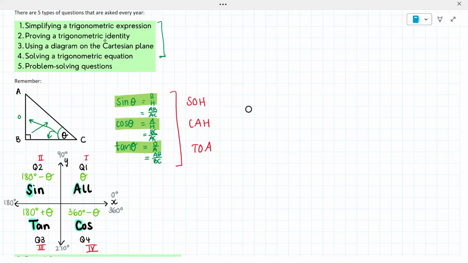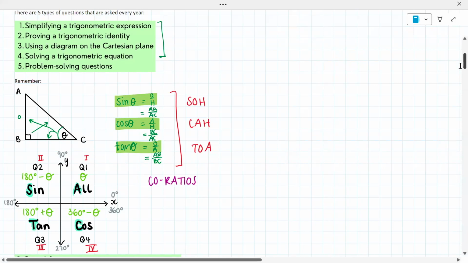Co-ratios come up, but not as often as the reduction formulas. So these are really, really important to know. If we are going to talk about co-ratios, the really important ones that you need to know are the 90 plus or minus co-ratios, which I'm going to write down for you now. So, 90 minus theta.